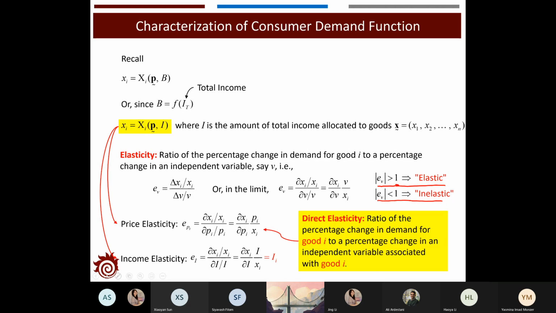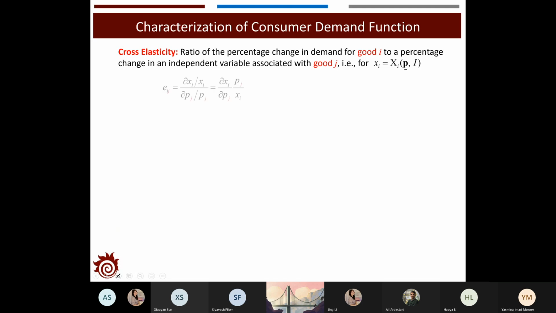For the direct elasticity, I'm going to show the percentage change of the demand with respect to the percentage change of the price for the same product. And of course, we have something called the cross elasticity, which shows the demand of one product with respect to the price of another product. This would be the definition of the cross elasticity. We have the symbol EIJ to represent the demand of product I with respect to the price of product J.